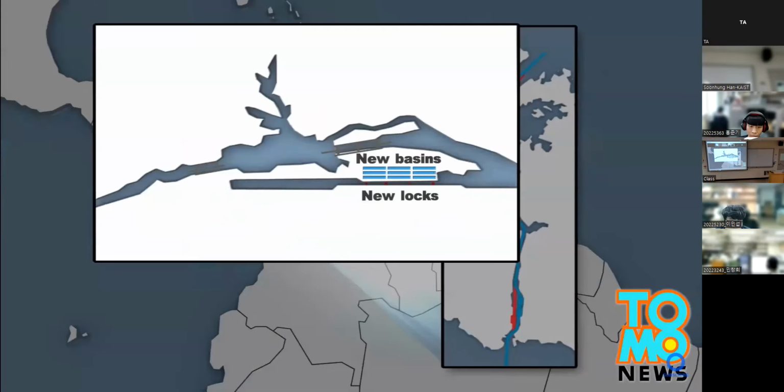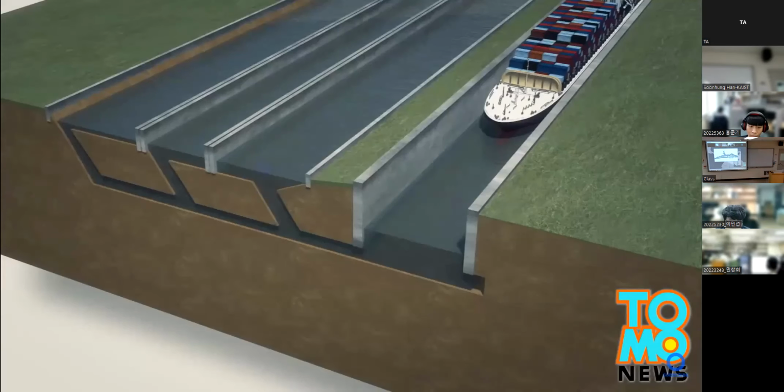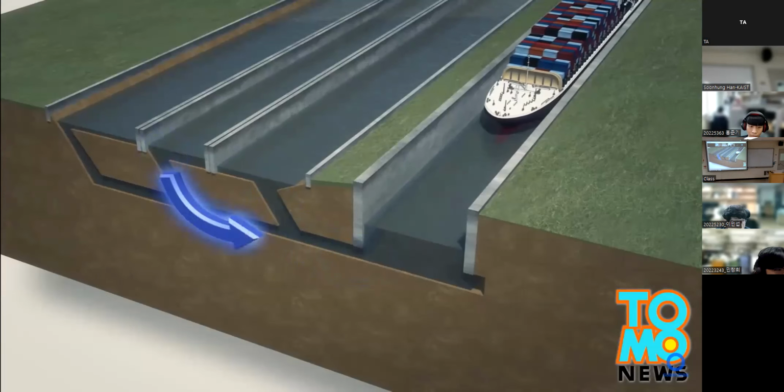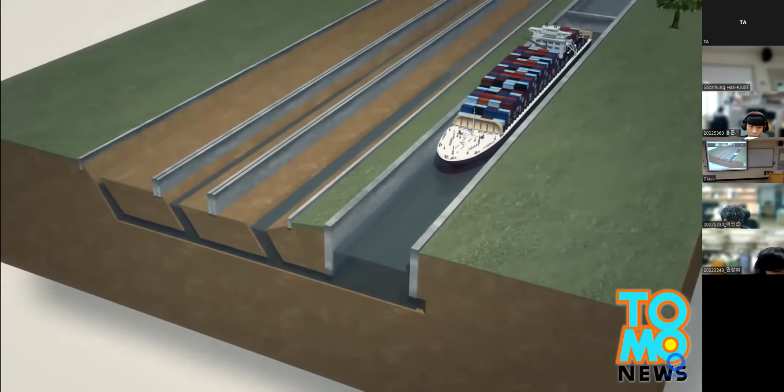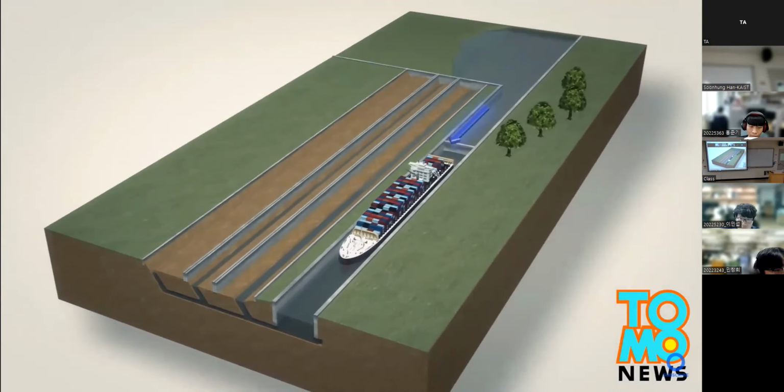The new locks will be larger but use less water than the existing ones. Nearby basins will recycle the water from the locks as they are emptied and use the water to partially fill the locks when another ship passes through. Water from the canal's lakes will also be used to fill the locks.